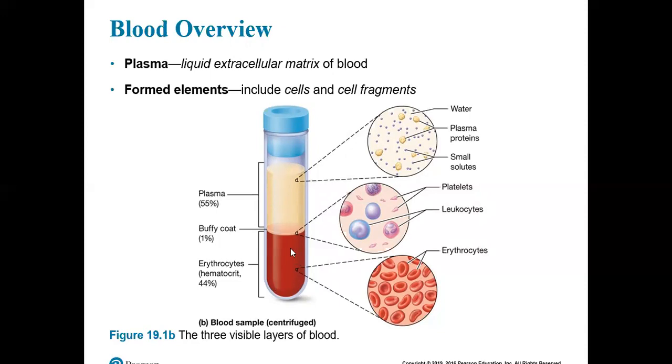So everything on the bottom is what's called the formed elements. That's where you're going to find the blood cells and any cellular fragments such as platelets, which we'll look at in a few minutes.